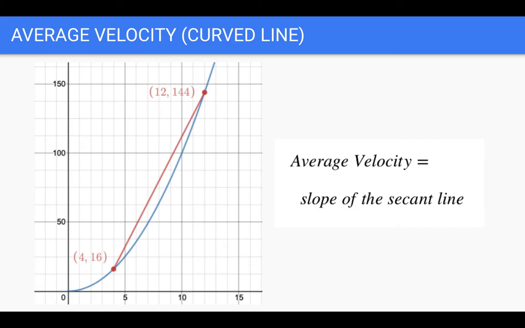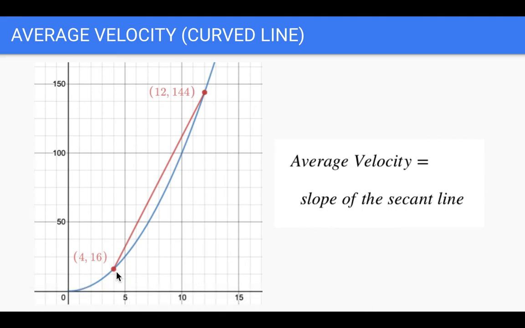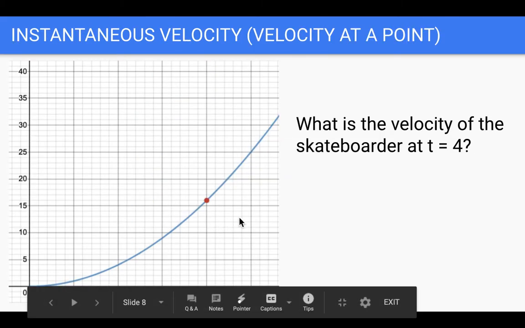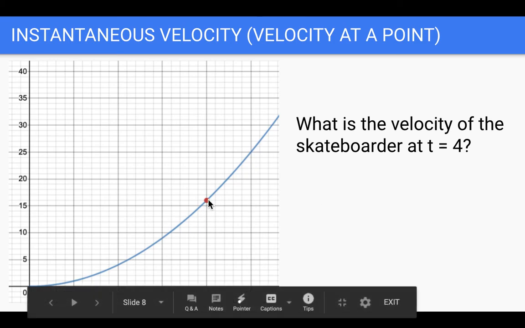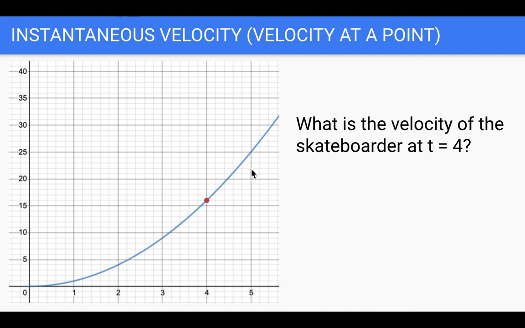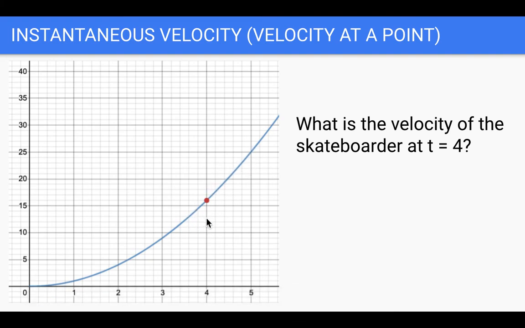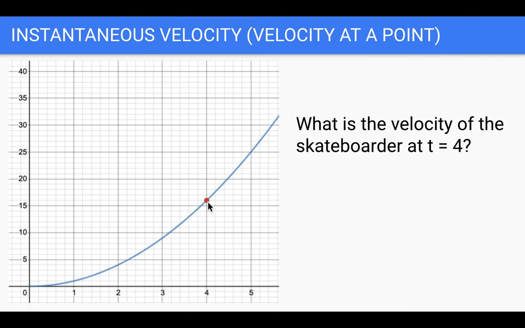But where we're headed is, what about the velocity right here? Not the velocity between 4 seconds and 12 seconds, but the actual velocity at a specific point, exactly 4 seconds? That's the question we're investigating today. What is the velocity of this skateboarder at time t equals 4? We said velocity is the slope of the line, so how do we calculate the slope of this curved line at this point? That's where we're headed.